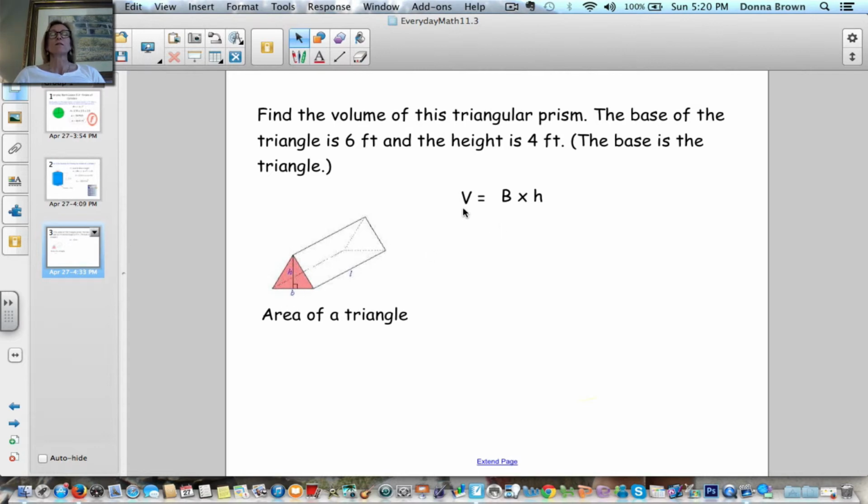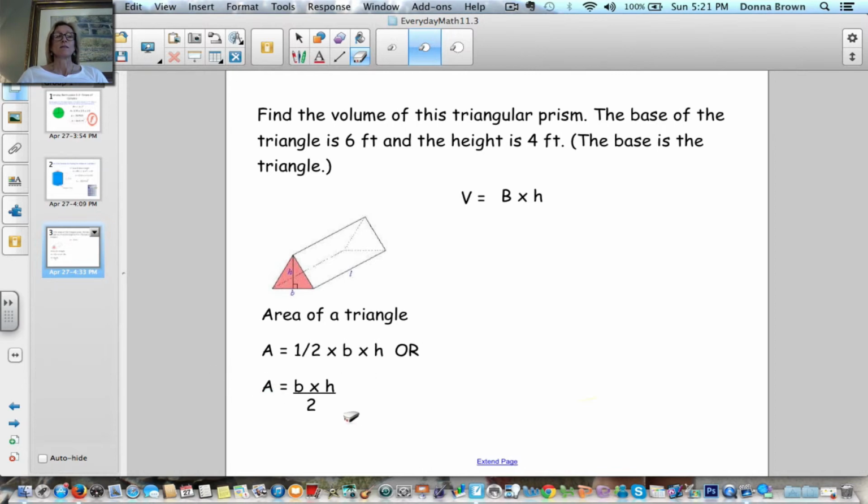So we know that the formula for the volume of a rectangular or a triangular prism is just big B times H, which stands for the area of the base times the height. But in this case, in order to calculate the area of the base, we need to know the formula for the area of a triangle, which is different from the formula for the area of a rectangle. And so we know there's two different ways that we can write this formula out. One of them is 1/2 times base times height, or area equals base times height divided by 2. It's the same thing.